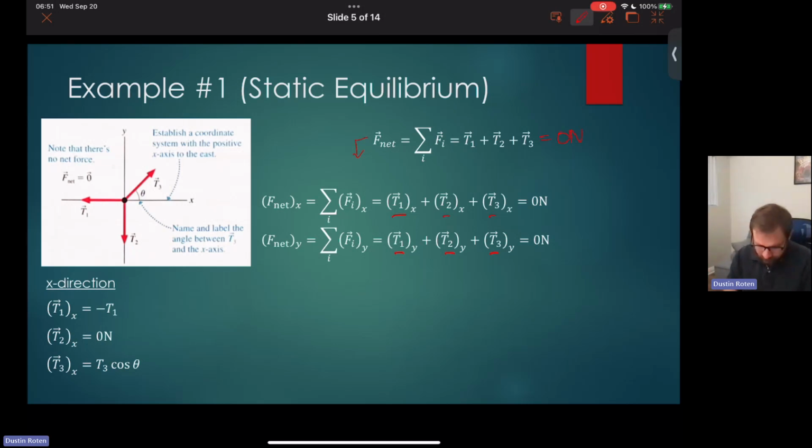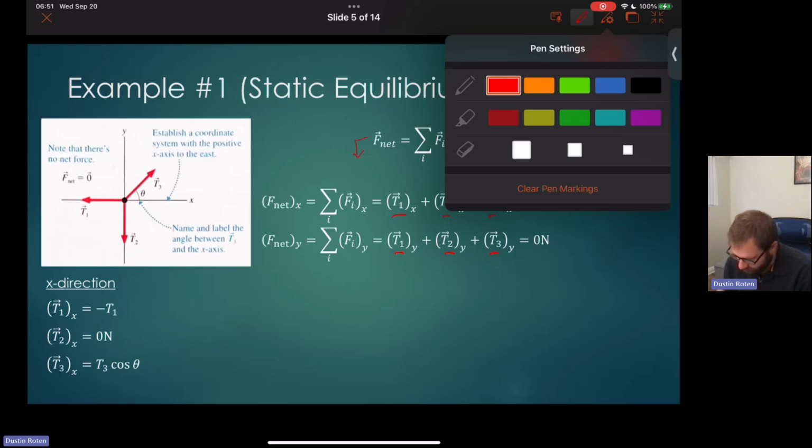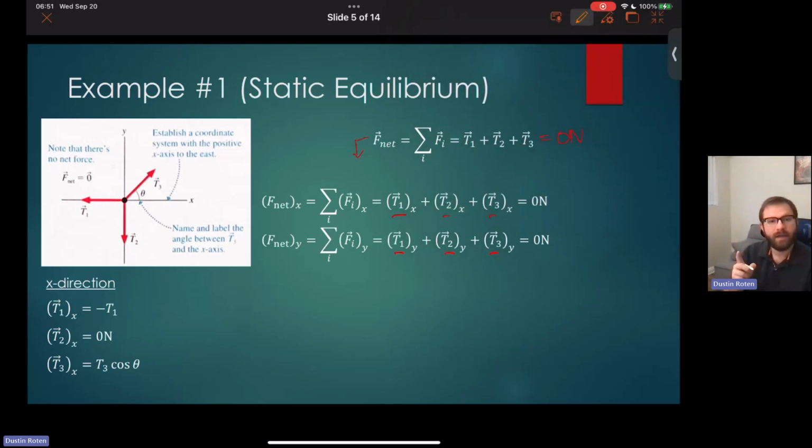Now in the x direction, let's go through these. I'll use a different color. I'll use orange for the x direction. So we have negative T1. Well, that makes sense because T1 is indeed pointing in the negative x direction. Well, what's the x component of the second tension? Well, you'll notice that the second tension just points down, so there's no x component. So we can just ignore that.